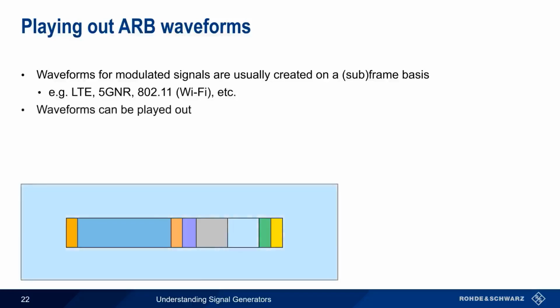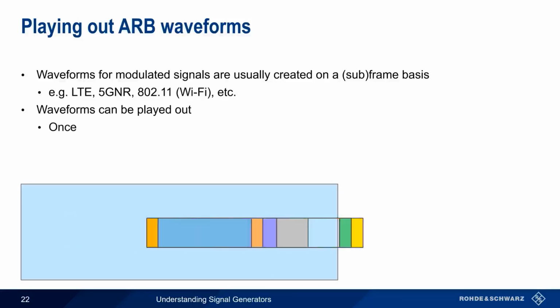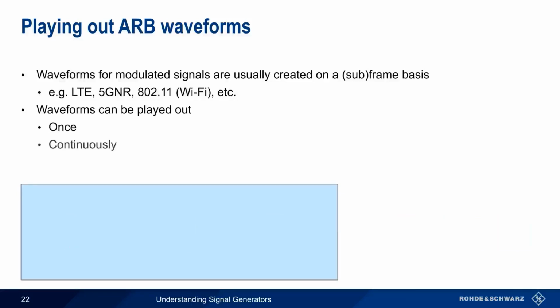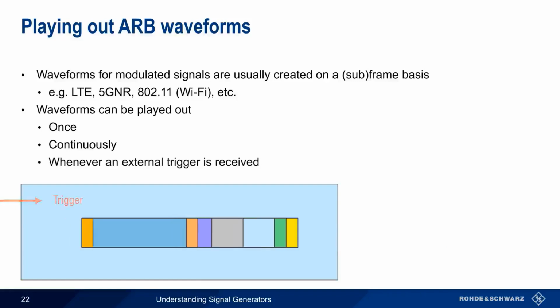We can have our vector signal generator play out waveforms in different ways. For example, our generator might produce the waveform only a single time. It might repeat the waveform over and over, or play out the waveform when some type of external trigger signal is received by the generator.